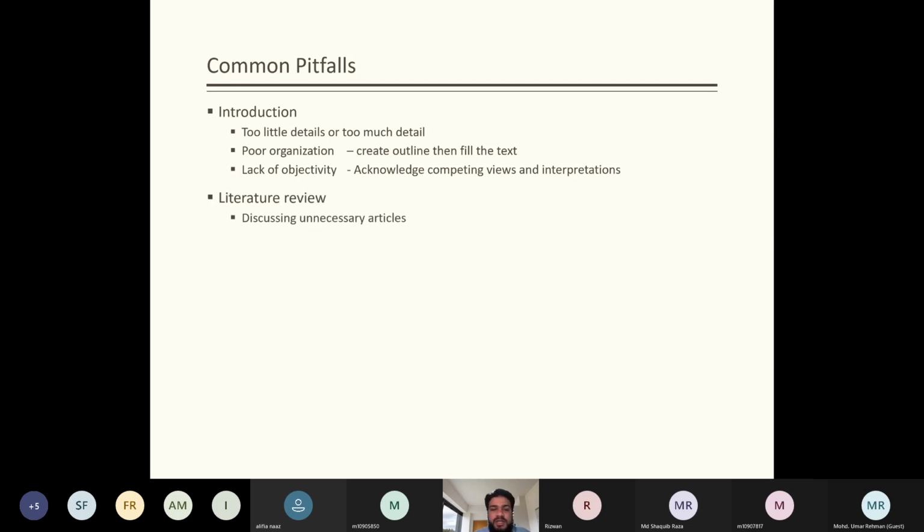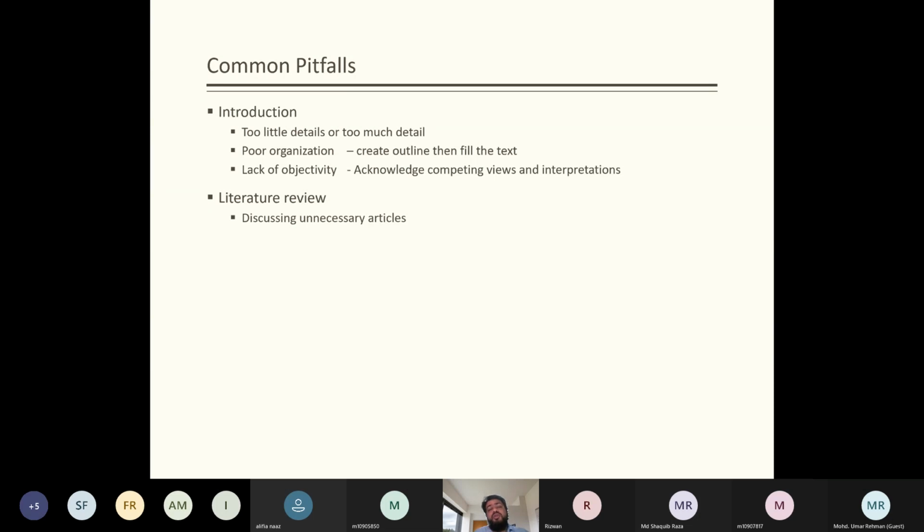In the literature review section, a lot of people discuss unnecessary articles. A literature review is not about writing everything that's going on in that topic. You just have to write what is relevant to the research you're going to be doing. Because trust me, literature review is something you can do for the rest of your life. You can spend the whole PhD program just doing literature review.